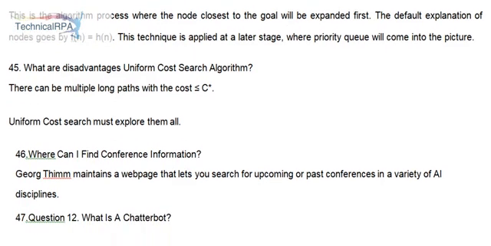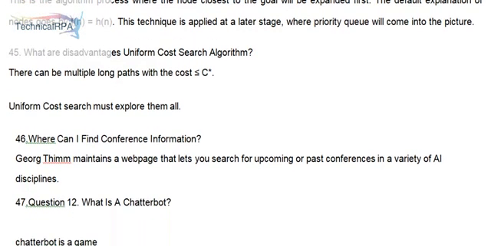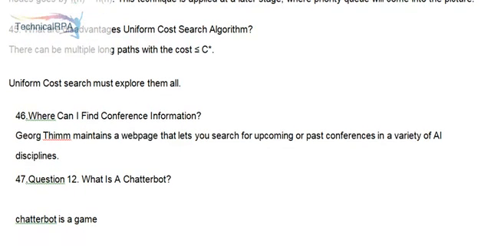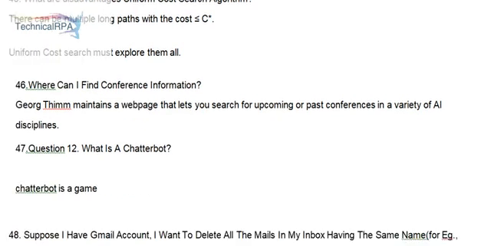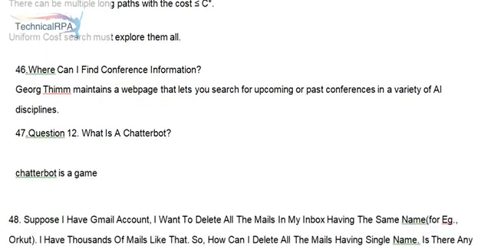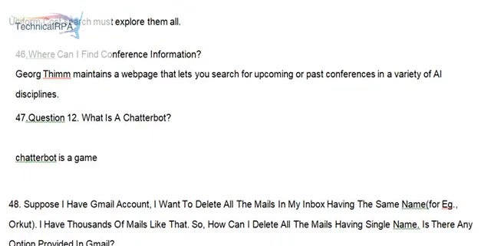45. What are the disadvantages of uniform cost search algorithm? There can be multiple long paths with a cost less than or equal to C. Uniform cost search must explore them all. 46. Where can I find conference information? KNearest maintains a web page that lets you search for upcoming or past conferences in a variety of AI disciplines.